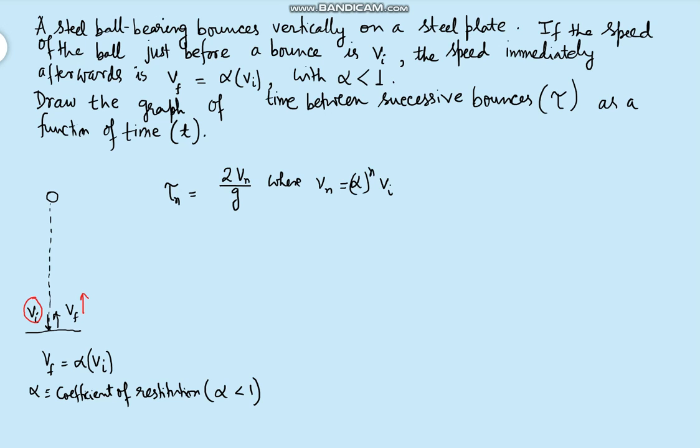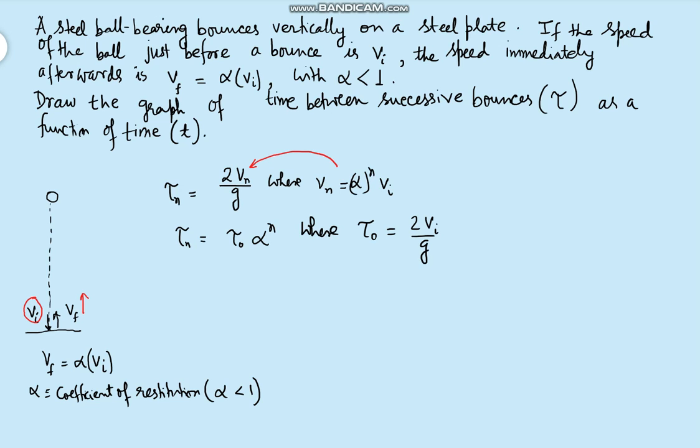So we have tau n, that is the time gap between two successive strikings on the plate. It will be equal to the first time when it falls and then alpha to the power n, is it not? Here if you put this Vn, then what will happen? It will be equal to 2 times Vi by g into alpha to the power n. So ultimately that tau naught, I am writing it as 2 times Vi divided by g.